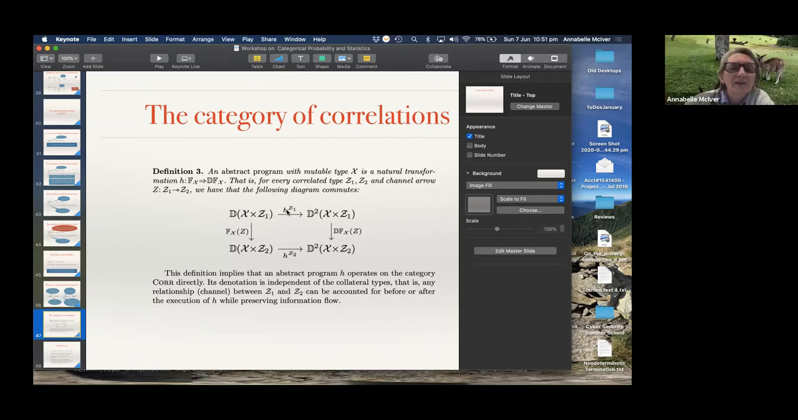So this H thing, you can think of H in itself as being like the program that I showed you, which only talks about X's. It just has variables and it changes things and releases information just about X's.